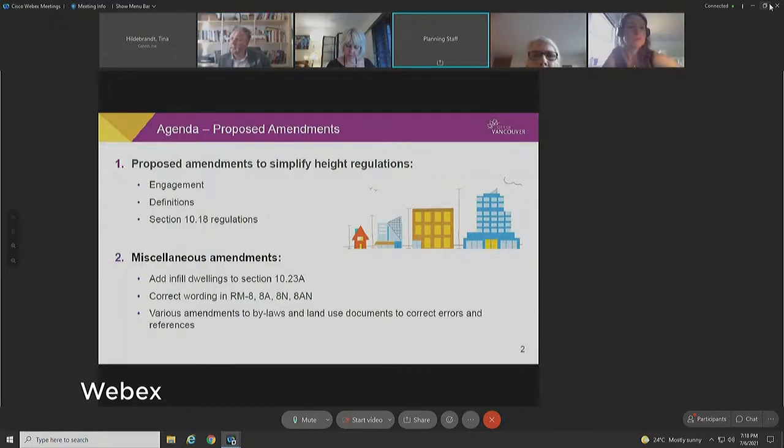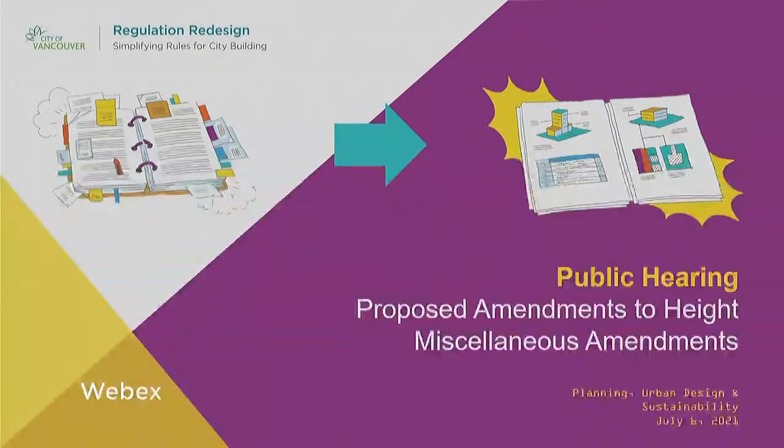Thank you. Good evening, Mayor and Council. I'm Heather Burpee, Senior Planner with the Regulation Redesign Project, and I'm going to present on proposed amendments to height regulations in the Zoning and Development Bylaw to clarify them and provide more flexibility for rooftop features, including roof decks and mechanical equipment. And also several miscellaneous amendments are being proposed to correct errors and references. And typically these types of amendments are brought forward to Council twice a year, and this set of amendments is being brought forward as a package for efficiency and to be respectful of Council's time.